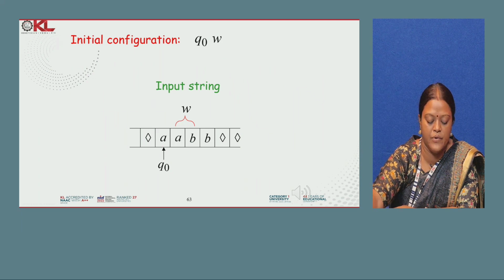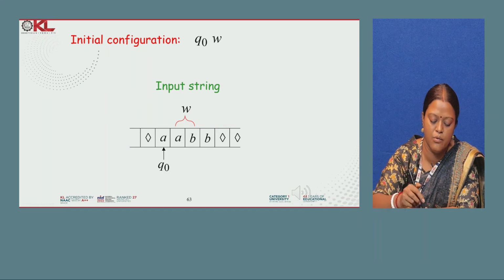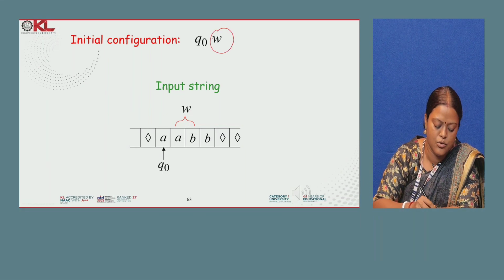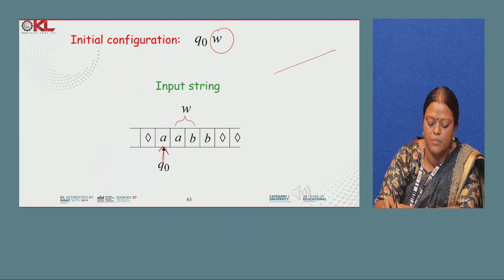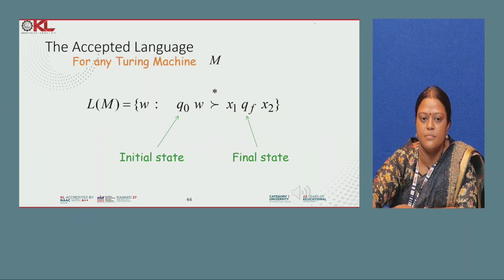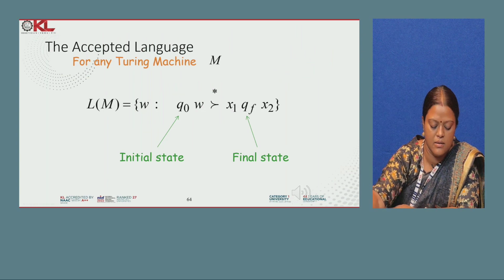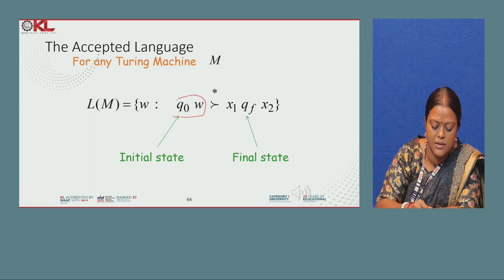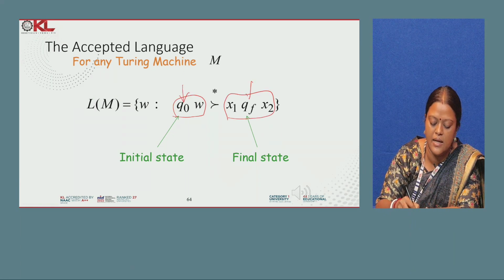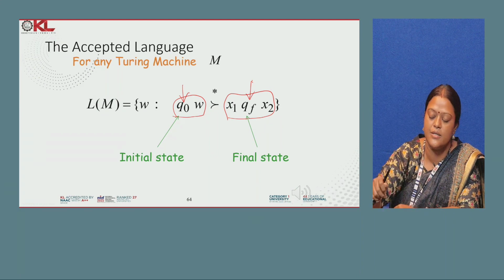So this is the initial configuration of any Turing machine, that is Q0. After Q0 we will have the input string. So Q0 will always point to the first symbol of the input string, that is, if W is ABA, then it should always be Q0 pointing there. Here W goes through the first transition and this is the last transition. This means that Q0 is the initial state and QF is our final state.